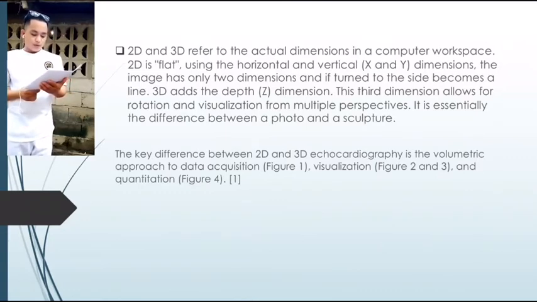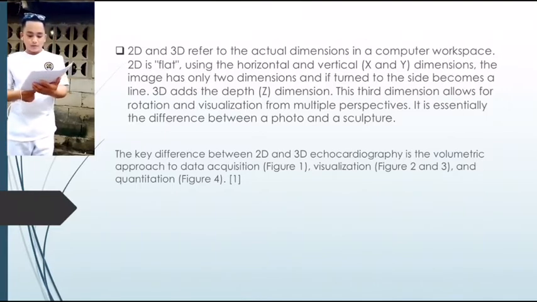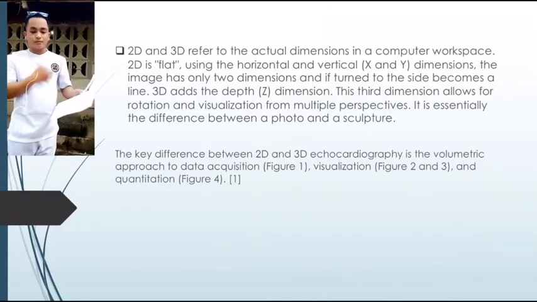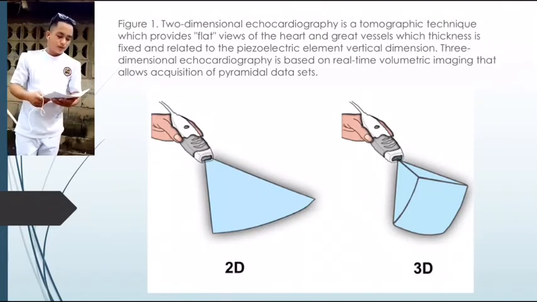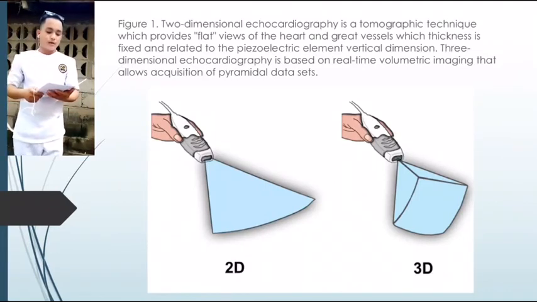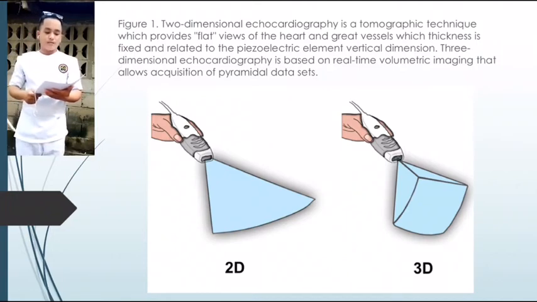The key difference between 2D and 3D echocardiography is a volumetric approach to data acquisition, figure 1, visualization, figure 2 and 3, and quantization, figure 4. So figure 1: two-dimensional echocardiography is a tomographic technique which provides flat views of the heart and great vessels, whose thickness is fixed and related to the piezoelectric elements' vertical dimension. Three-dimensional echocardiography is based on real-time volumetric imaging that allows acquisition of pyramidal data sets.